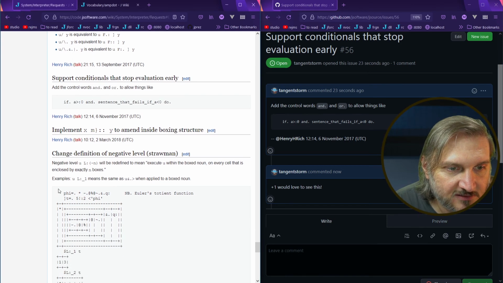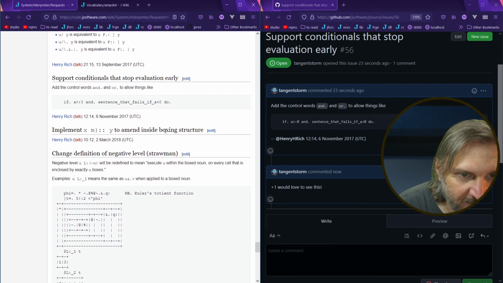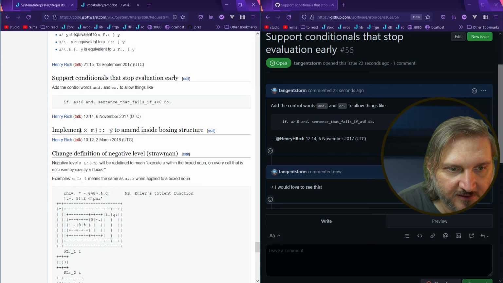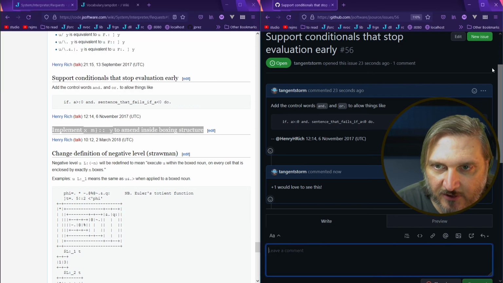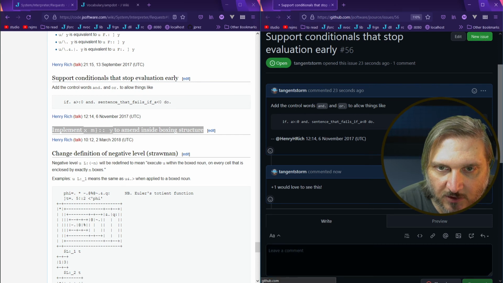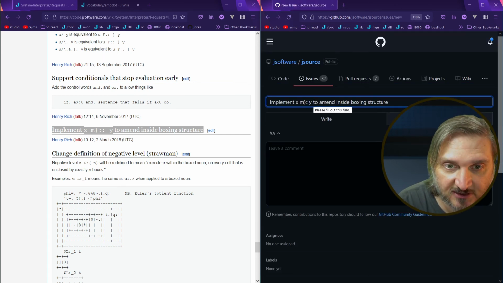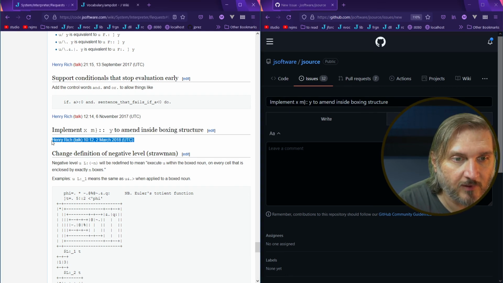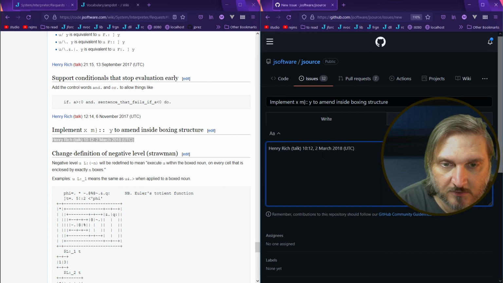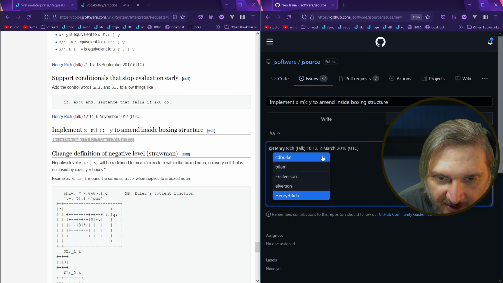All right, implement amend inside boxing structure. Yeah, there's an equivalent of this. The left curly brace followed by 2 colons lets you extract from a boxed structure, like a deeply nested structure. So having the other version would be wonderful. Being able to insert at that structure would be wonderful. I also very much like this notion. But I will not leave commentary on every single one.